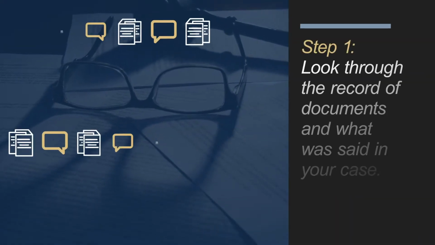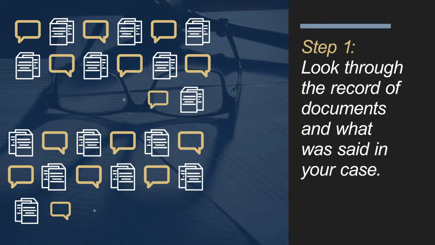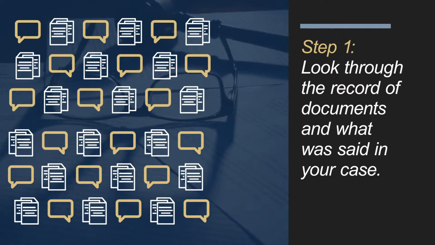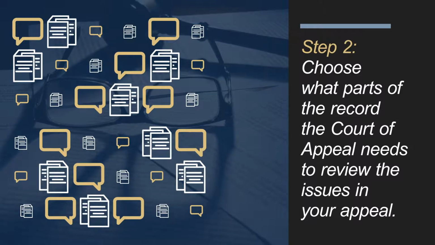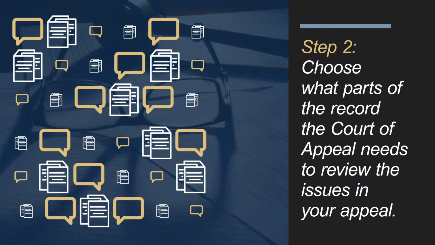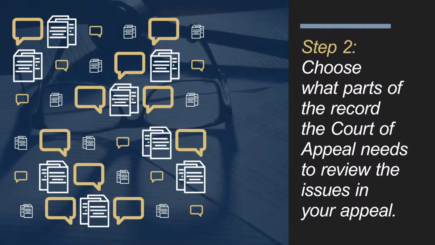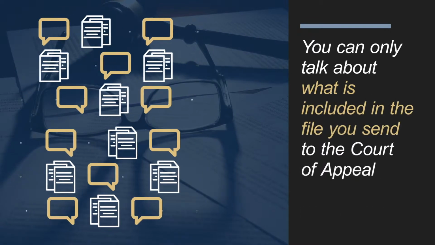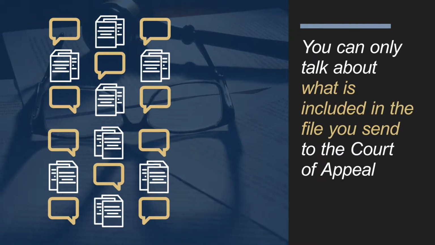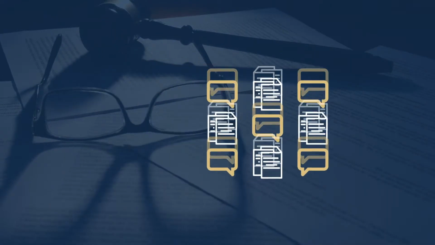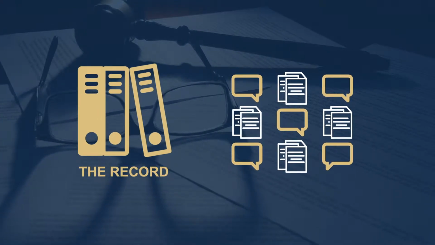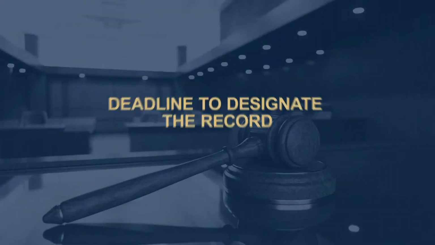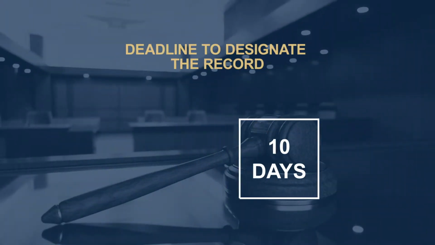First, you look through the trial court record of documents and what was said in your case. Then you designate, or choose, what parts of the record the Court of Appeal needs to decide the issues you raised in the appeal. Keep in mind, in your appeal, you can only talk about things you put in the file you send to the Court of Appeal. So be sure to designate all parts of the record that you want the Court of Appeal to know when it considers your appeal.